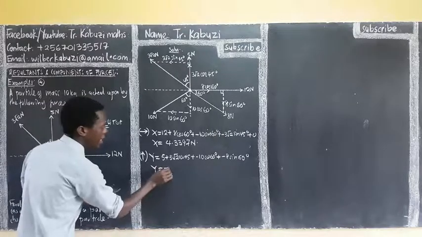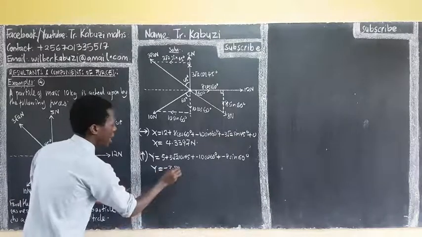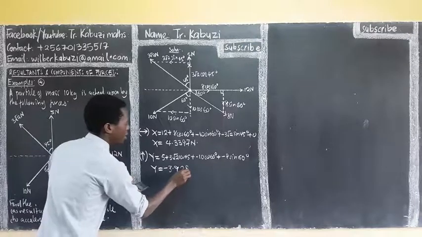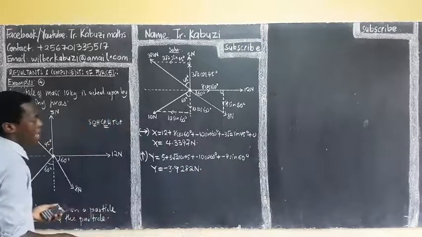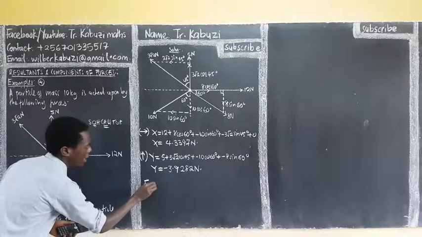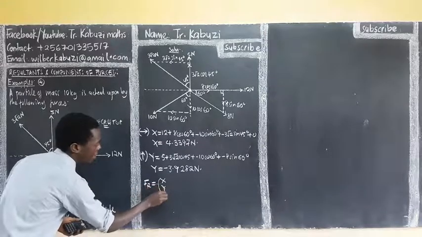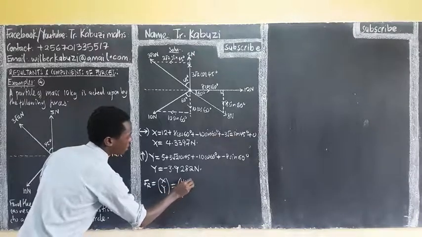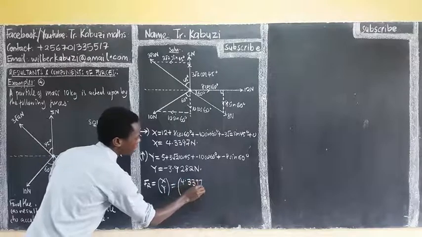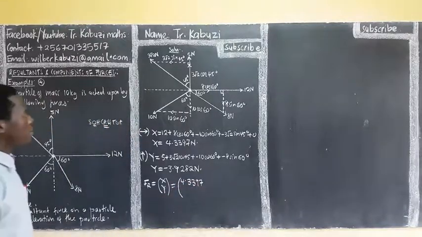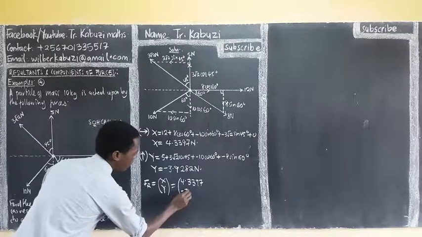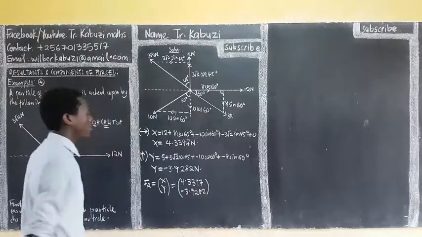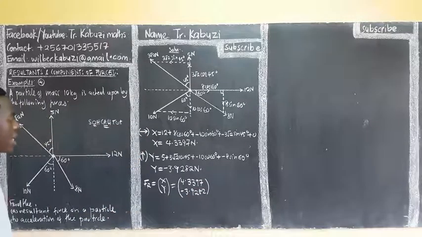Here I'm getting negative 3.9282 newtons. So from there, these are now my resultant force components. The x component is 4.3397, and our y is negative 3.9282. Then when we have that, you can easily get our resultant.